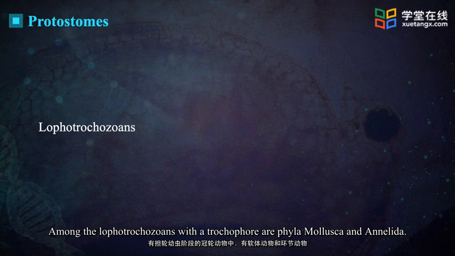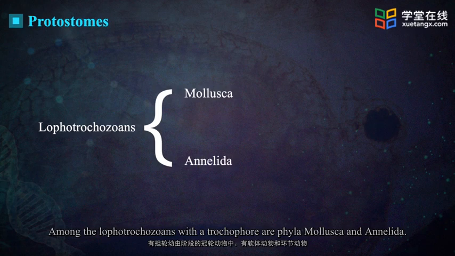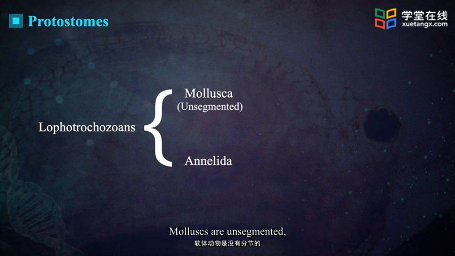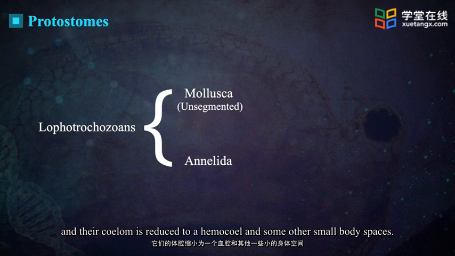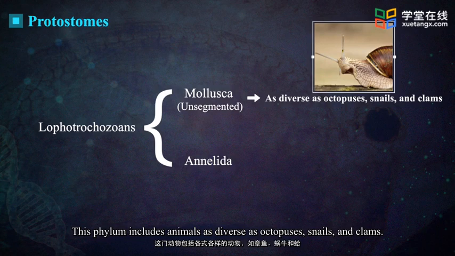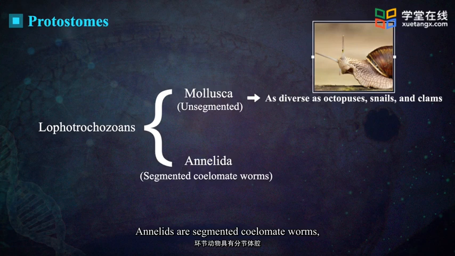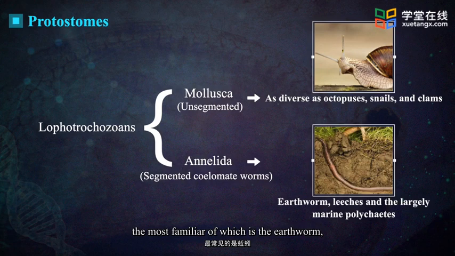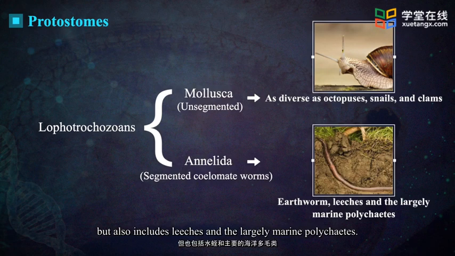Among the Lophotrochozoans with a trochophore are phyla Mollusca and Annelida. Mollusks are unsegmented and their coelom is reduced to a hemocoel and some other small body spaces. This phylum includes animals as diverse as octopuses, snails, and clams. Annelids are segmented coelomate worms, the most familiar of which is the earthworm, but also includes leeches and largely marine polychaetes.